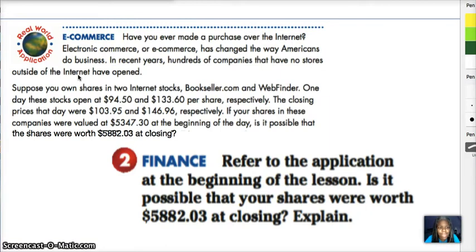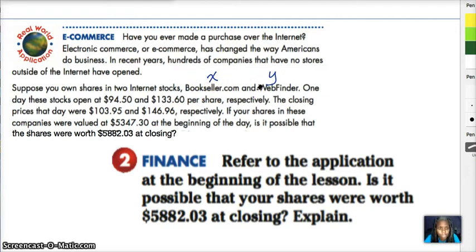So suppose you own shares in two internet stocks, bookseller.com and Webfinder. So we've got two stocks and you own shares. And when you buy, each share has a cost. So if you buy 20 shares, it would be 20 times the cost of that particular share. So you have two different types of shares, Bookseller and Webfinder. Let's use some variables to keep things organized. I'm going to call Bookseller X and Webfinder Y.